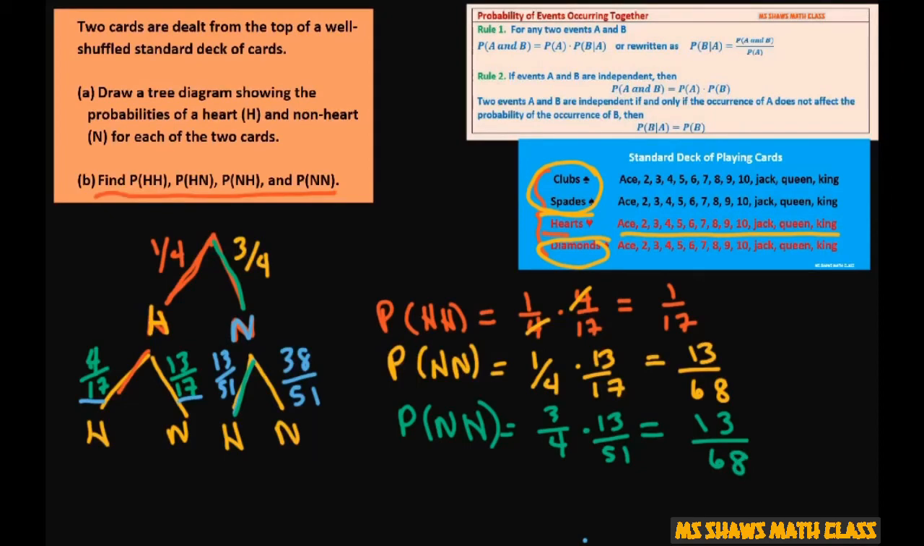And the last one, probability of not heart, not heart. That's going to be 3/4 times 38 divided by 51, and that's going to equal 19 divided by 34 once you reduce it. And that's it.